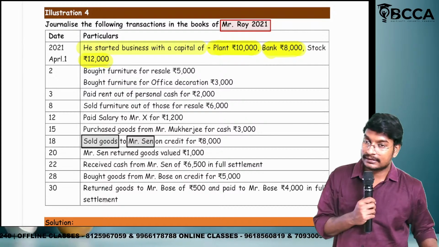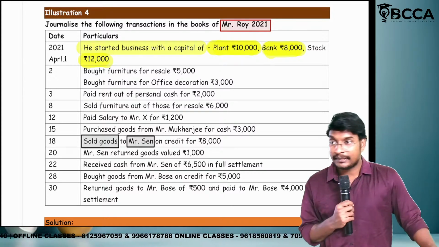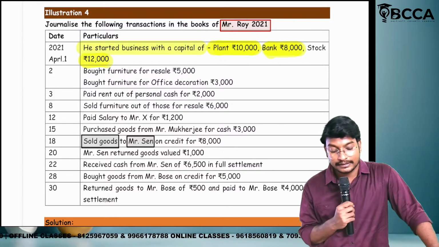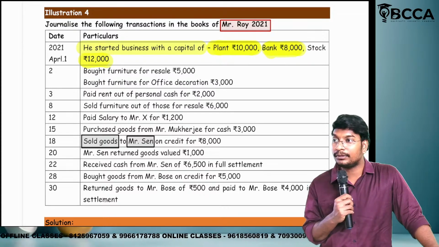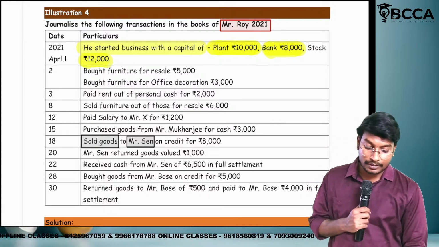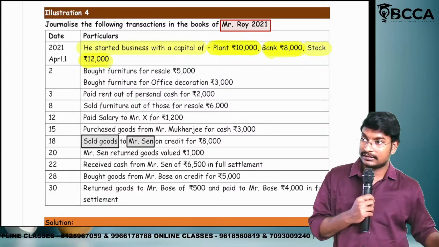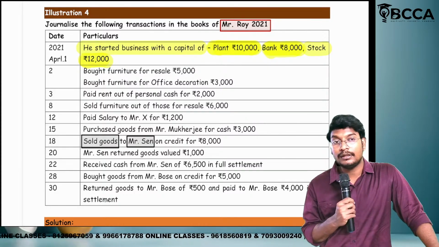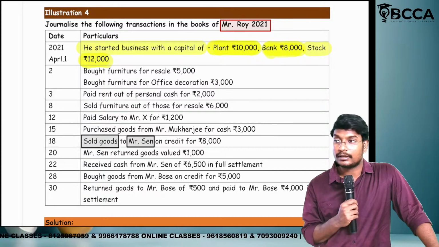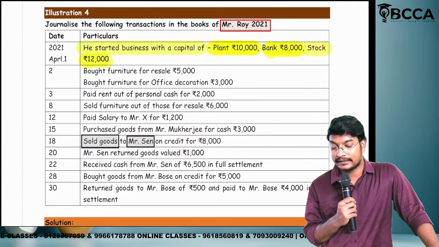Next, bank. What is the meaning of bank? Bank is also an asset. The bank balance increases or decreases? Bank balance increases. So bank asset increases. Debit balance, what we have to do? Debit. Next is stock means what? Nothing but closing stock. Stock comes into the business or goes out? Stock also comes into the business. So stock, asset, debit balance increases, debit.